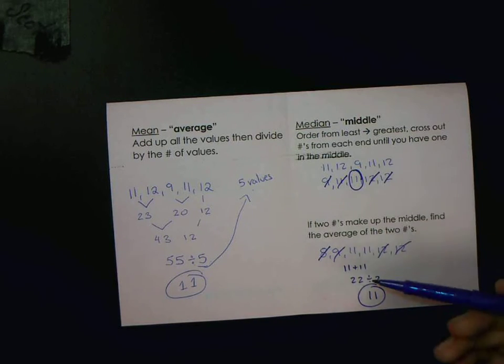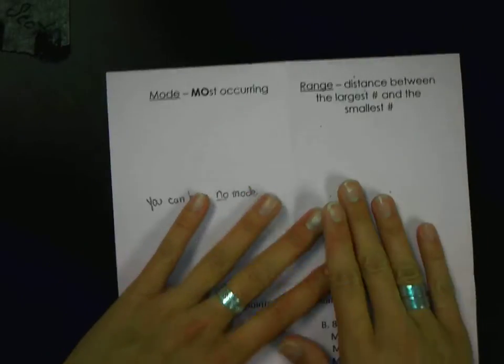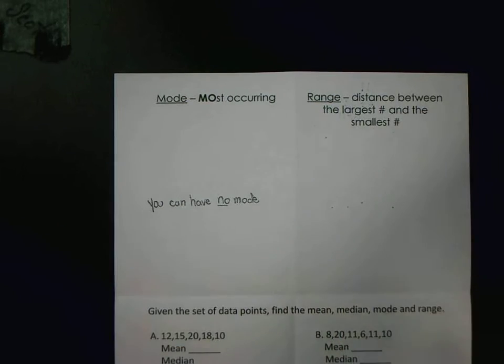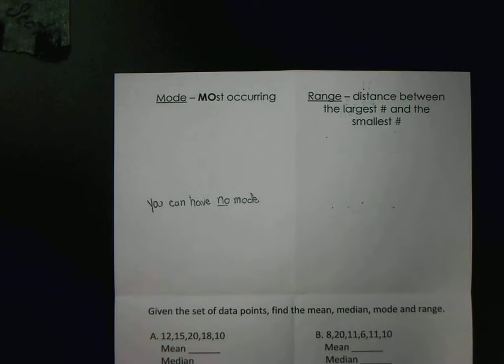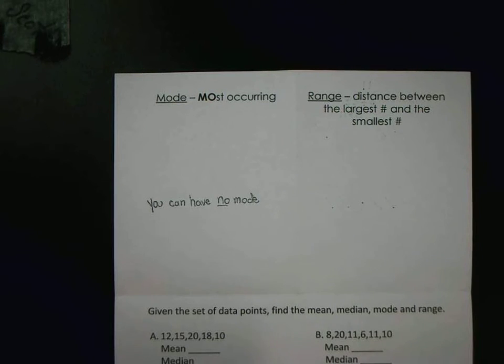All right, we have mode, which means most occurring. Okay, it is the number that is most occurring in your data set. Okay, so again, we're going to work on the same data set. So we have 11, 12, 9, 11, and 12.